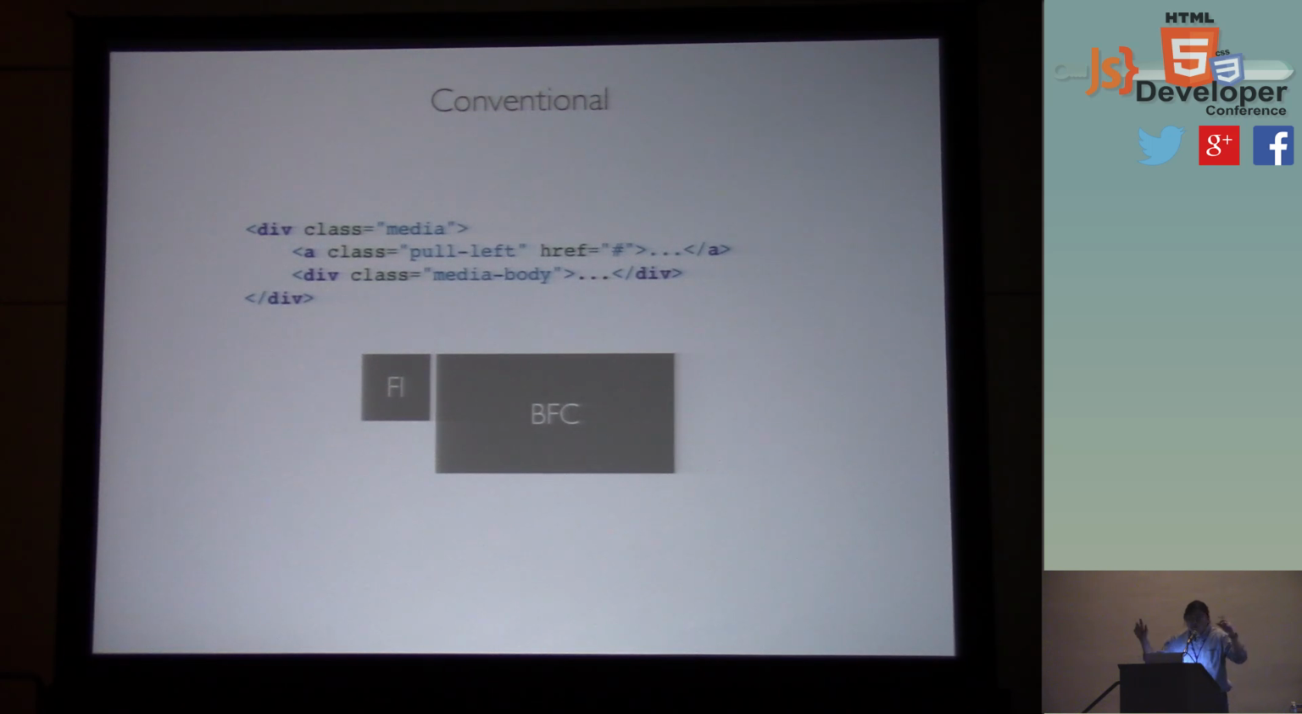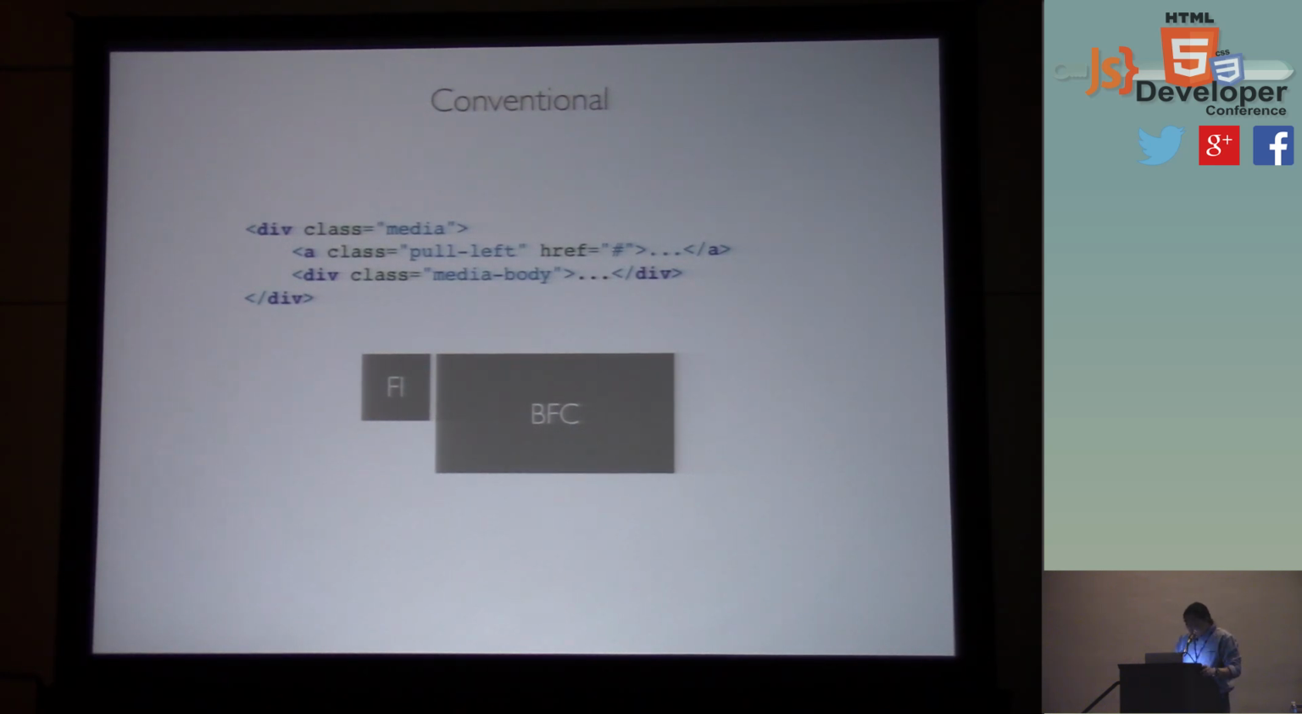So the media object, if you're not familiar, is like a tweet, right? You have an image and then a text. So you have a floated element, which is the image or the link of the image. And then you have the body, and then there's a wrapper around it. So how we usually do it, we put a block formatting context on the wrapper. We float the element left, and we make the media body a block formatting context again.